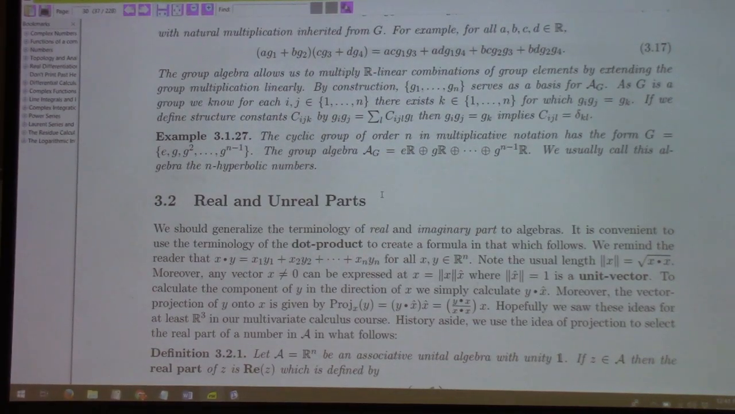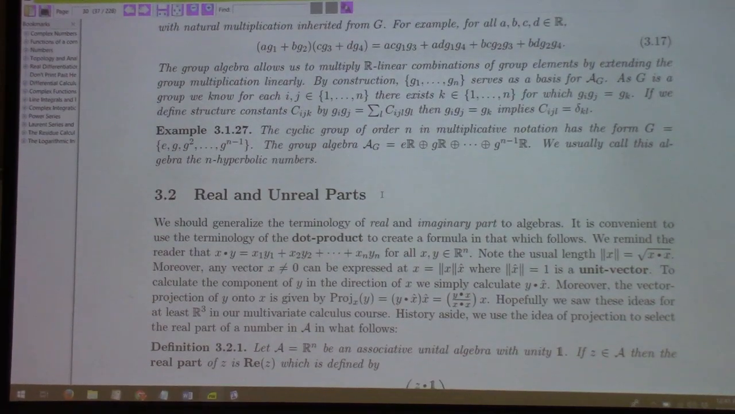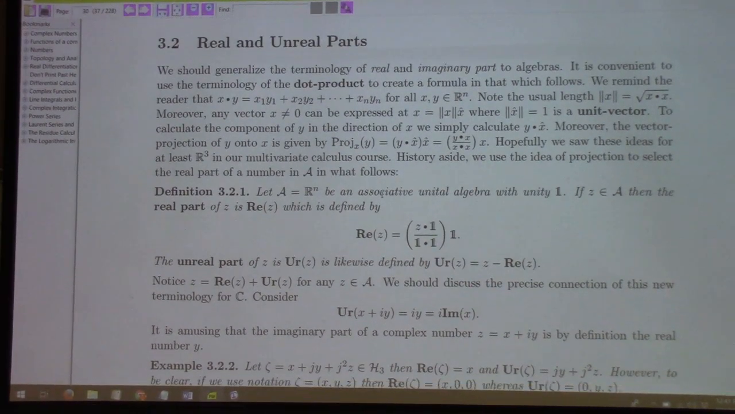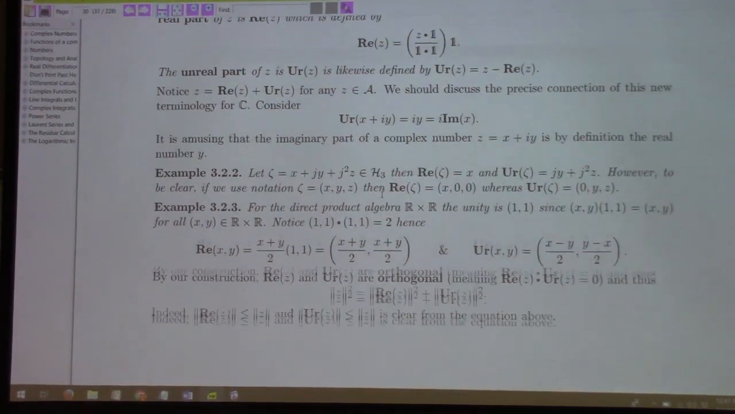The hyperbolic numbers, for example, are the group algebra of the cyclic group of order 2. The n-hyperbolic numbers are the group algebra of the cyclic group of order n. Now, if you don't know what a cyclic group of order n is, that's fine. I don't know if this even matters. It's just something I was messing around with, okay? But I've defined an unreal part, so you can look at that. I'm not sure what to do with this at the moment. It's a curiosity for me.